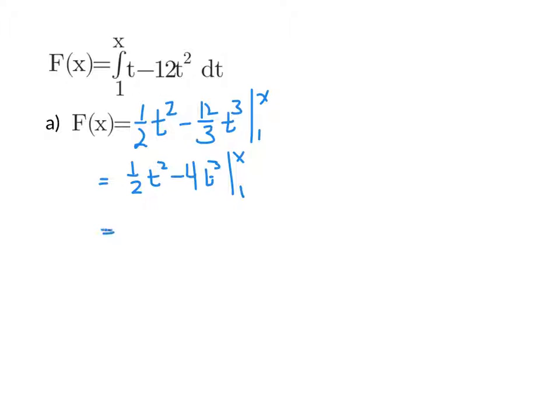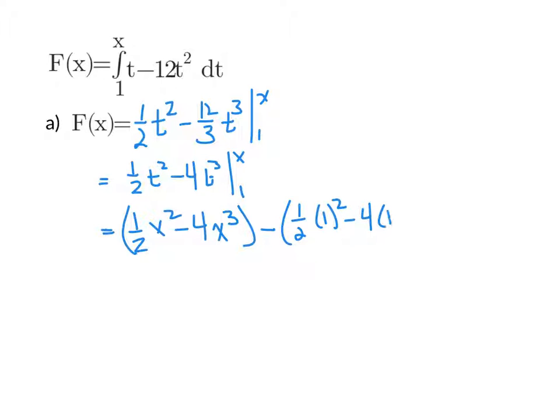That means we're going to have to plug in the x first. 1/2 x squared minus 4x to the third. Take that value and subtract when we plug in 1. So 1/2 times 1 squared minus 4 times 1 to the third.